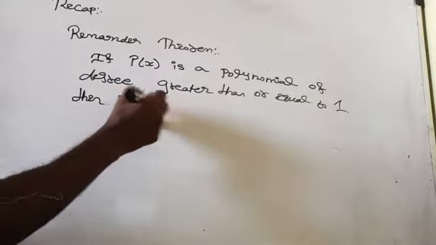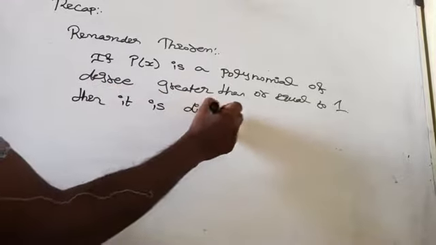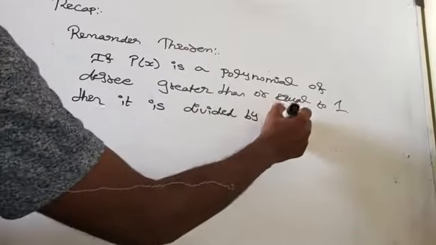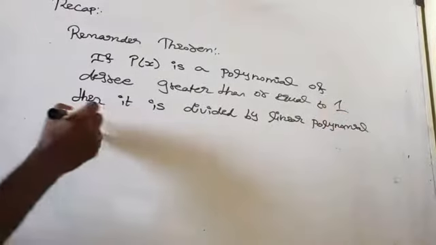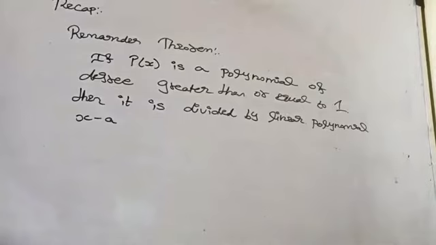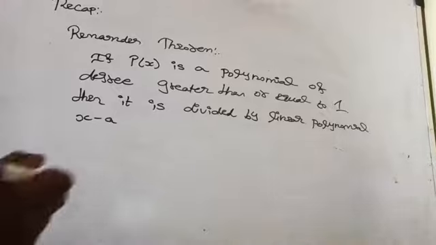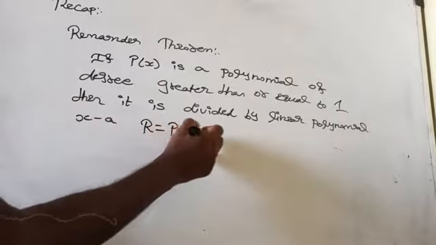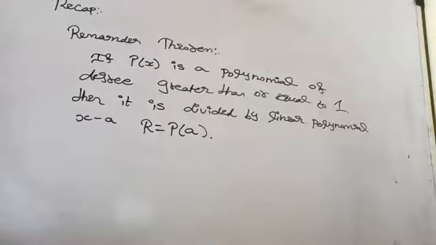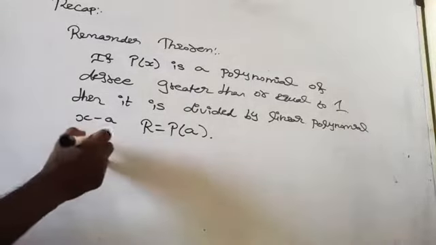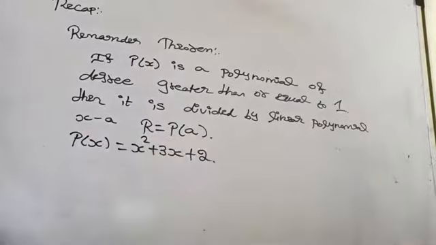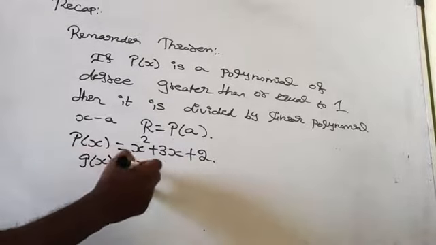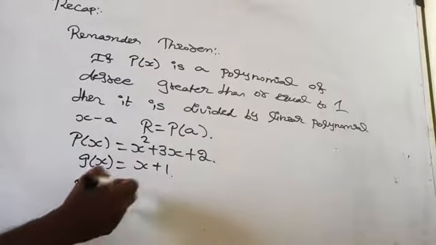then the remainder is P of a. For example, if P of x is given as x square plus 3x plus 2, divided by the polynomial g of x is equal to x plus 1, then the remainder is P of minus 1.